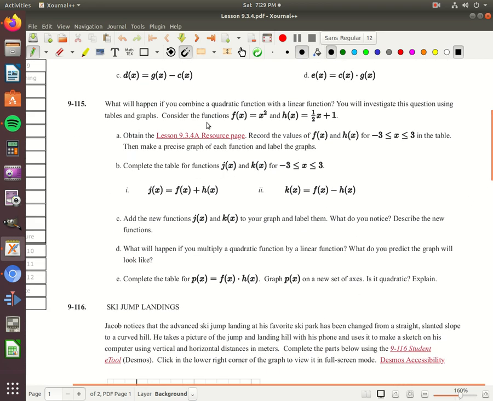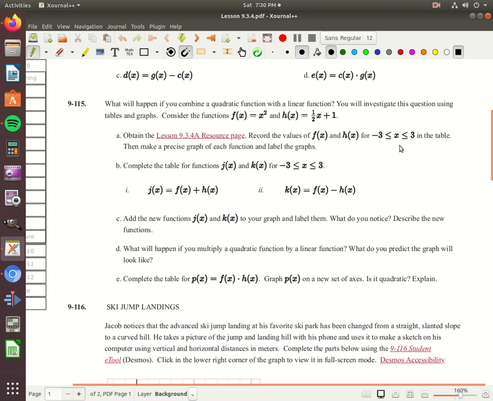All right, so it says, what will happen if you combine a quadratic function and a linear function? You will investigate this question using tables and graphs. We can consider f of x equals x squared and h of x equals a half of x plus 1. So here's a quadratic, here's a linear. It says, obtain this resource page, record the values for f of x and h of x for -3 to 3. So that's our domain, right?